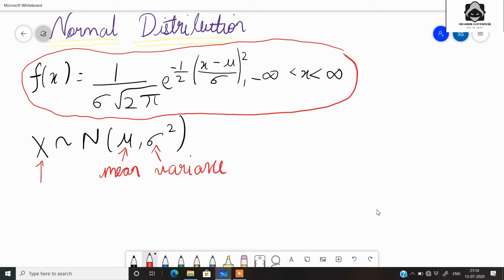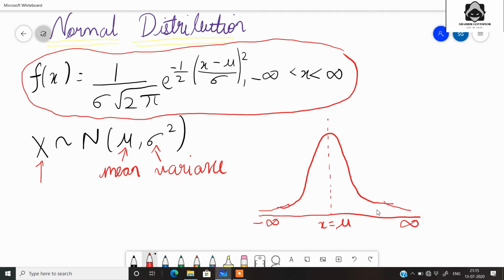The shape of the normal distribution looks something like this, a bell shaped curve. This curve is symmetric on both the sides. The mean, mode and median of a normal distribution lie on the same point because the distribution is symmetric on both the sides. Therefore, this distribution is also called a unimodal distribution.